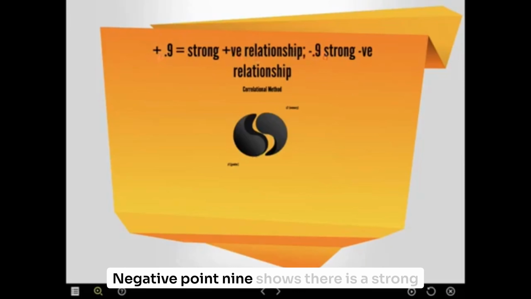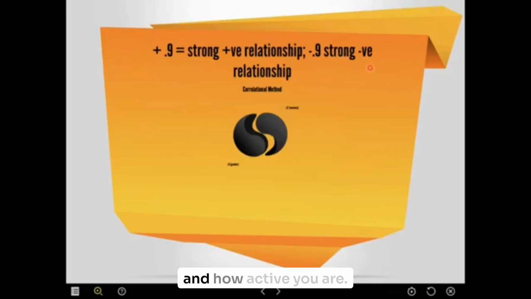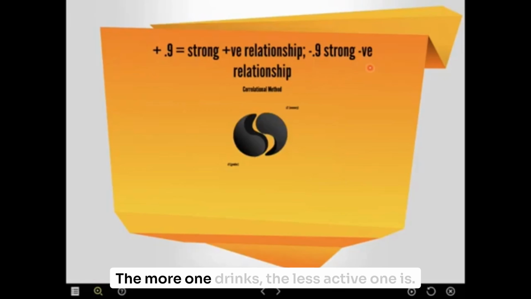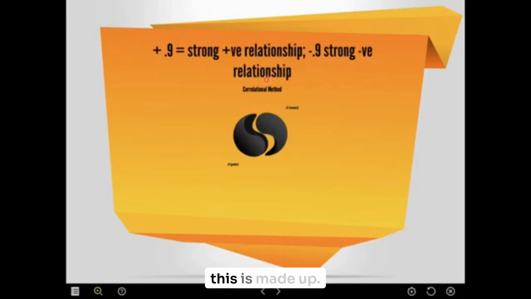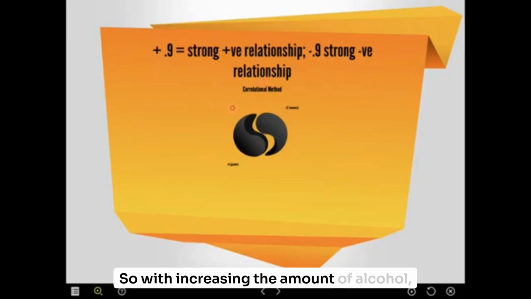Negative 0.9 shows there is a strong relationship, but the value is negative. So let's say the amount of alcohol you drink and how active you are. The more one drinks, the less active one is. So there is a strong relationship. Again, this is made up. With increasing amounts of alcohol, your activity or attention would decrease. There's a strong negative relationship in one, a strong positive relationship in the other. Keep in mind, both are strong relationships. It's just the direction is different.